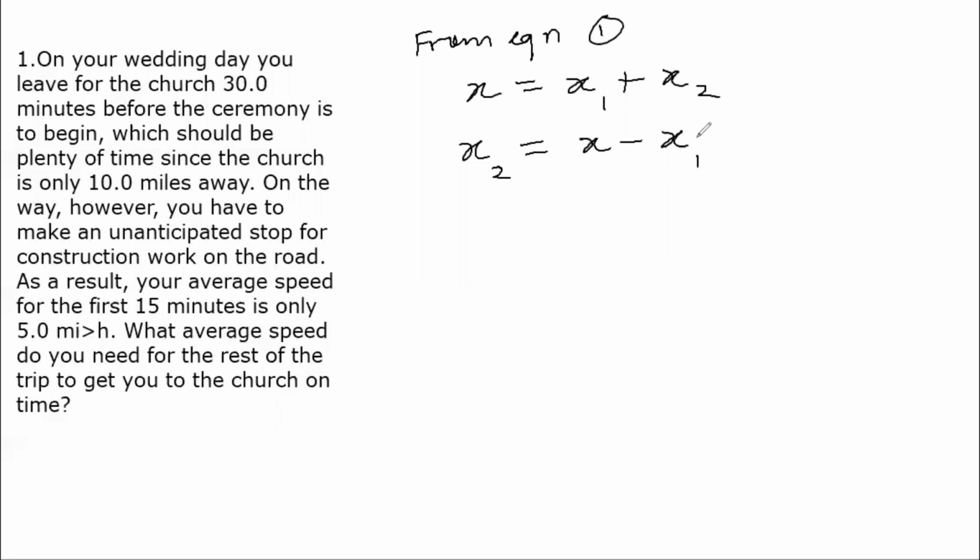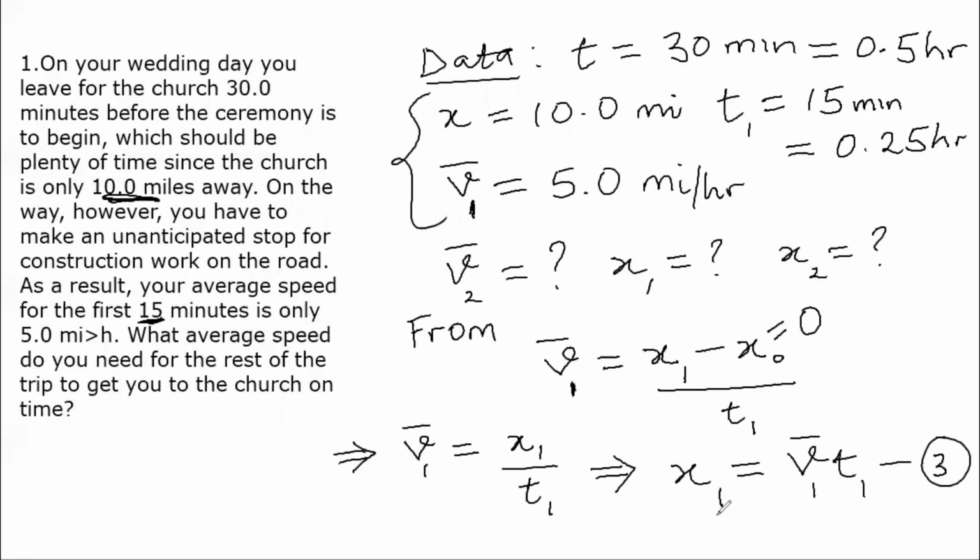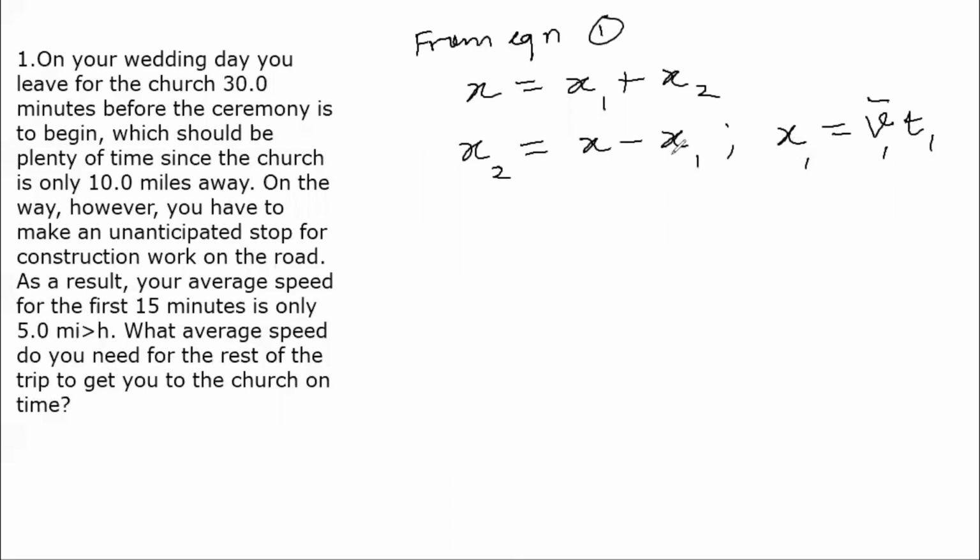But remember x1 was just nothing but the average velocity v1 and t1. This is just coming from this equation here. x1 was given by that. So where there is x1 here, I want to substitute this. So x2 will just be equal to x minus x1, which is v1 and t1. Okay, so I'm making progress here.